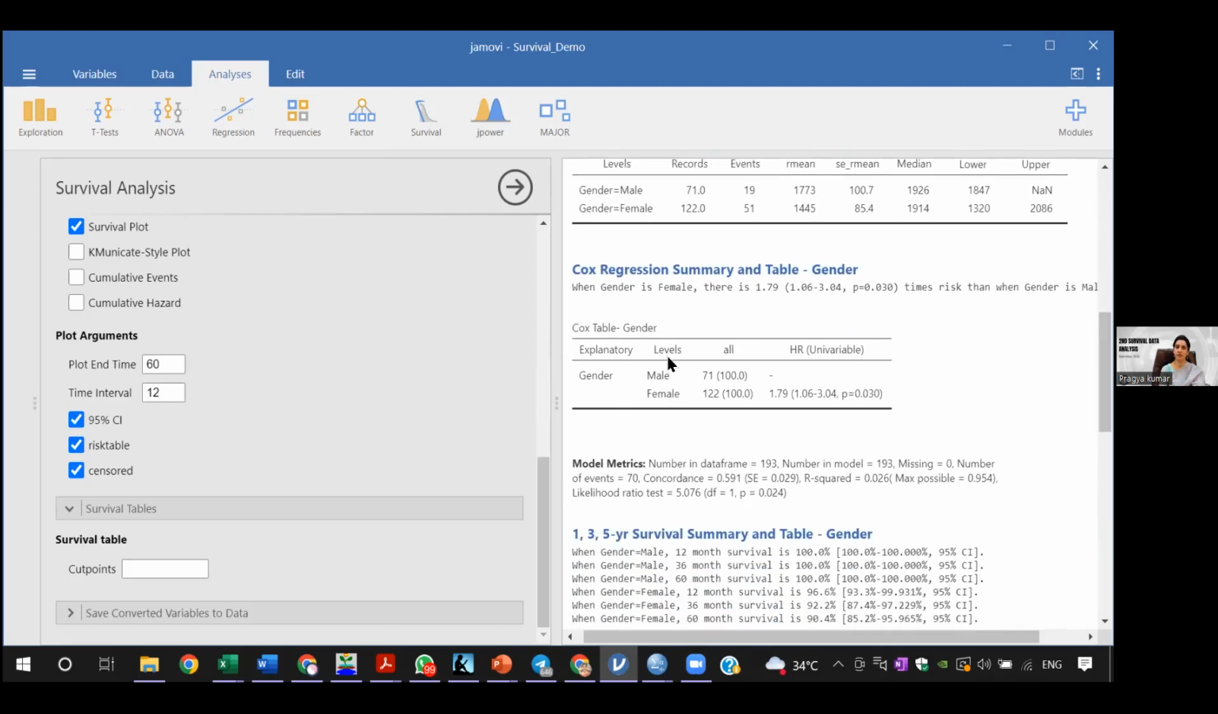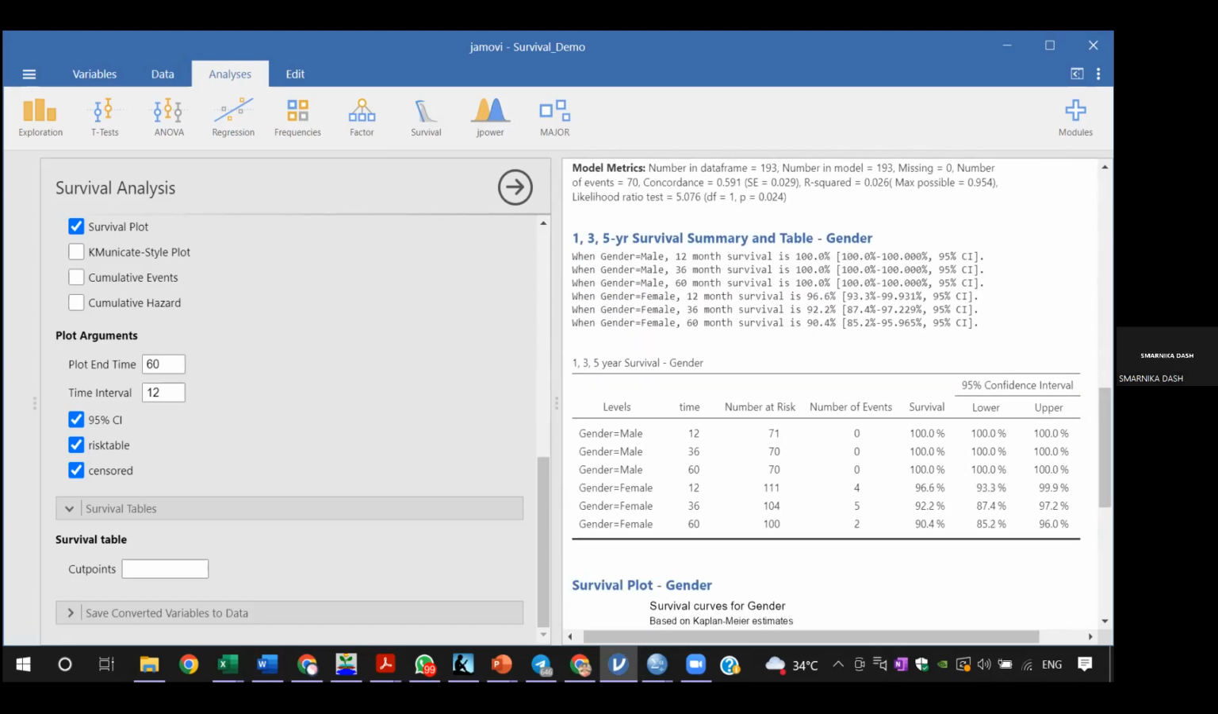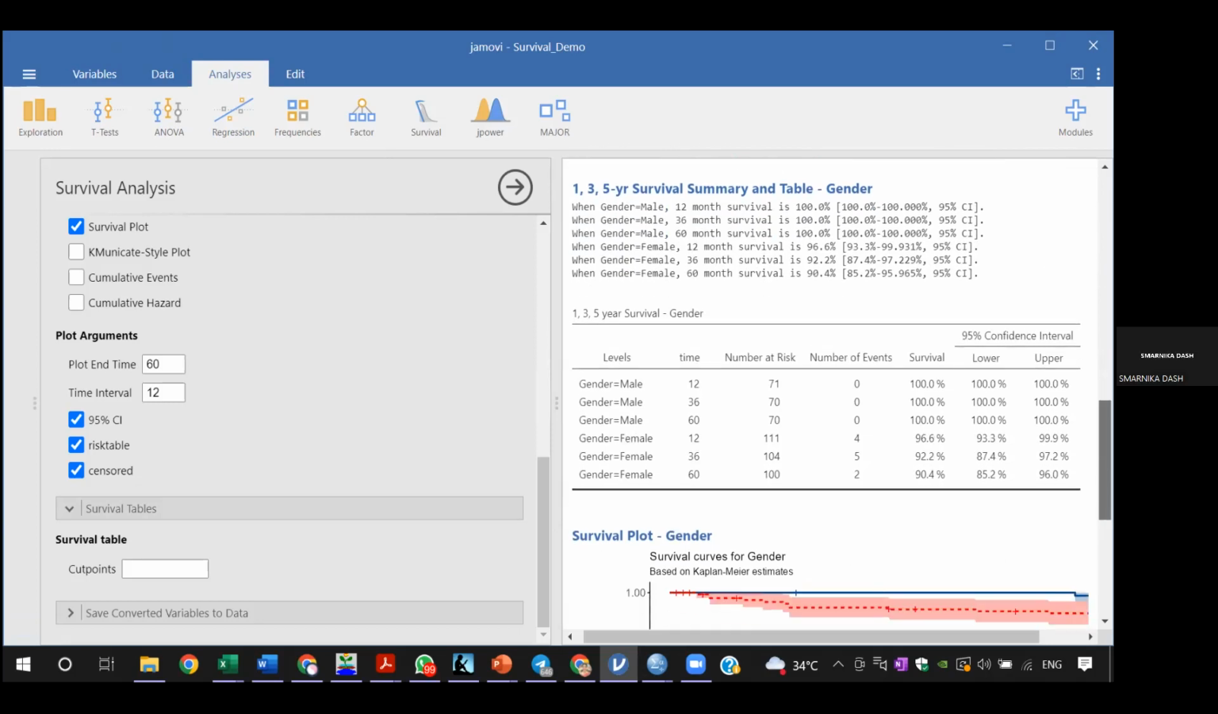So we are not discussing Cox regression now. We'll discuss it day after tomorrow. And this 135-year survival also it gives you. Although I have cut it, it will take it as such.